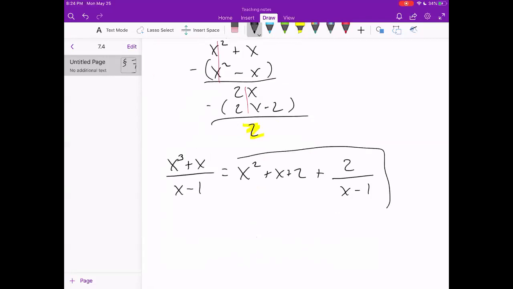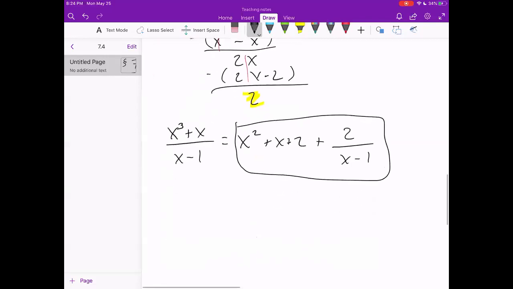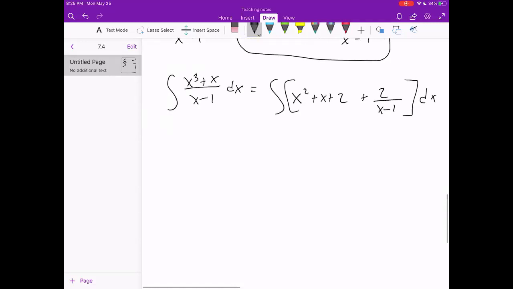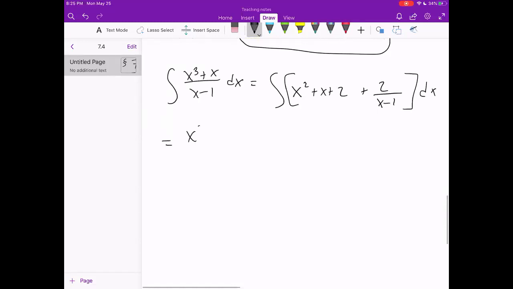And now you can see that this is an integral I can do. So I have that the integral of x cubed plus x over x minus 1 dx is equal to the integral of x squared plus x plus 2 plus 2 over x minus 1 dx. And now I can just integrate that. So I'm going to get x cubed over 3 plus x squared over 2 plus 2x. And then this last one, it's a logarithm. So this is 2 ln of the absolute value of x minus 1.